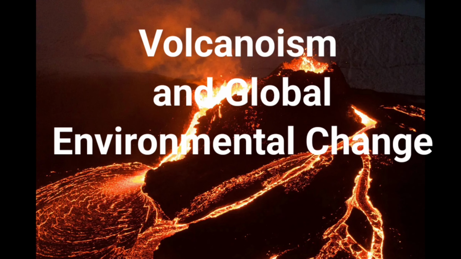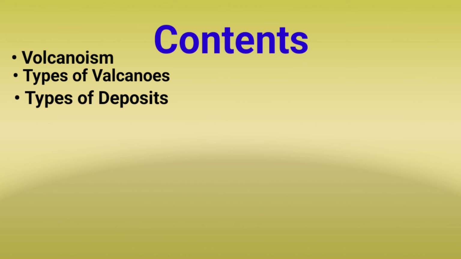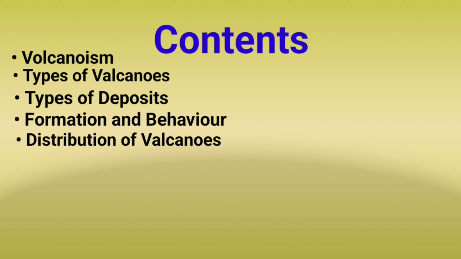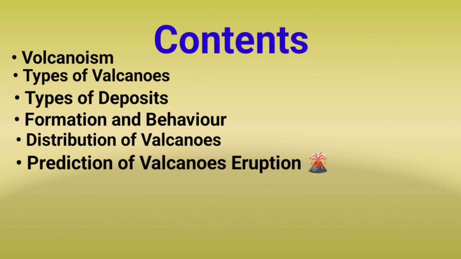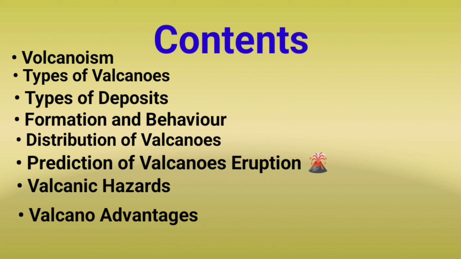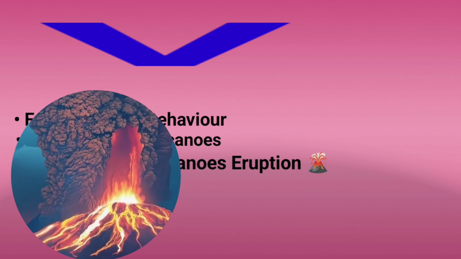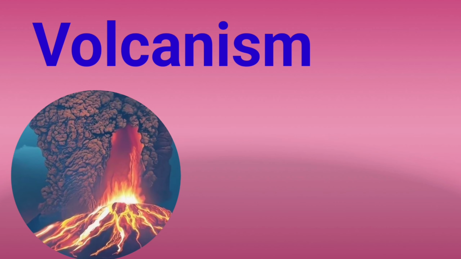Today we discuss volcanism and global environmental change. Contents are volcanism, types of volcanoes, types of deposit, formation and behavior, distribution of volcanoes, prediction of volcano eruption, volcano hazards, volcano advantages, and also its conclusions. Firstly, we discuss volcanism.